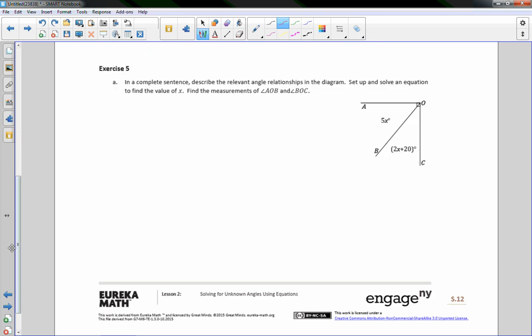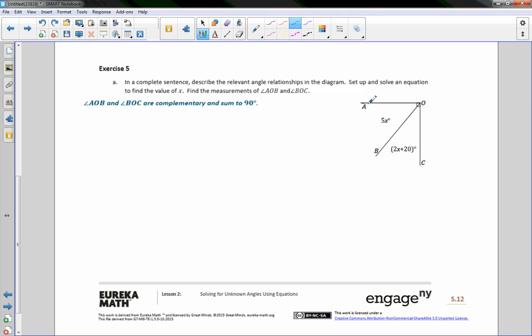All right, exercise 5. In a complete sentence, describe the relevant angle relationships in the diagram. Set up and solve an equation to find the value of x. Find the measures of angle AOB and angle BOC. Okay, so here's our sentence. Angle AOB and angle BOC are complementary.